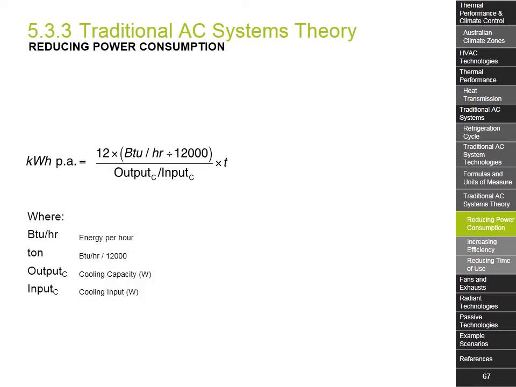Removing the elements which can't be influenced, and the elements which influence efficiency and time, will allow us to see what opportunities there are for reducing the required power. These are the constants 12 and 12,000, and the cooling capacity and input power. We can see that the demand of refrigeration or air conditioning is the main element that will essentially affect the power consumption of a unit.